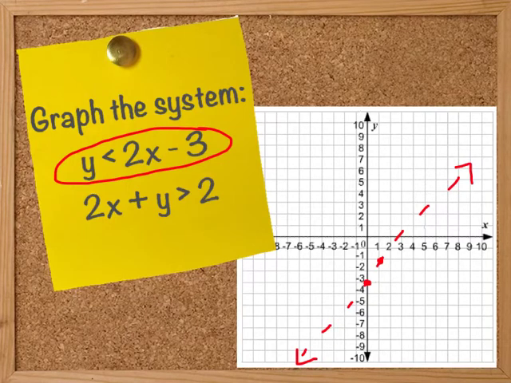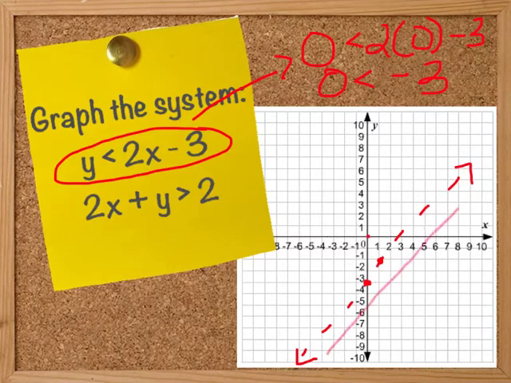And now I'm going to take the point 0, 0, and I'm going to see if it fits the solution. Is 0 less than 2 times 0 minus 3? Is 0 less than negative 3? No, that's not a true statement. 0 is greater than negative 3. So that means I'm going to shade on the opposite side. I will shade where 0, 0 is not.